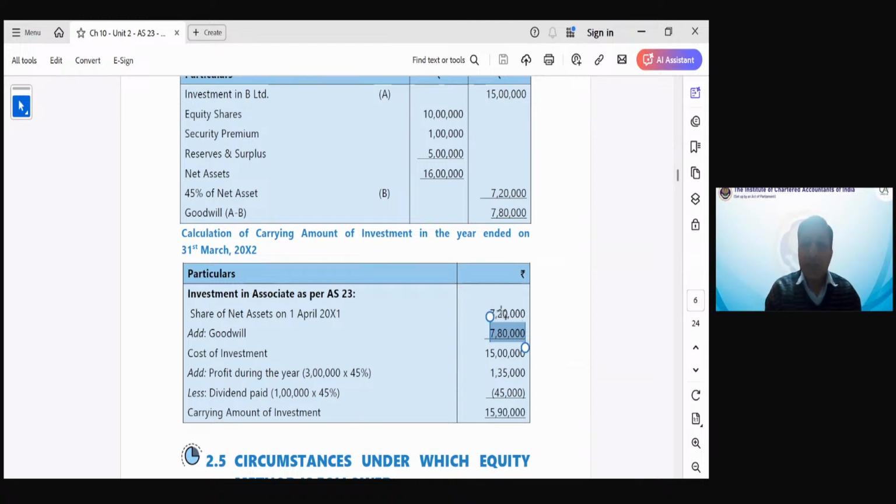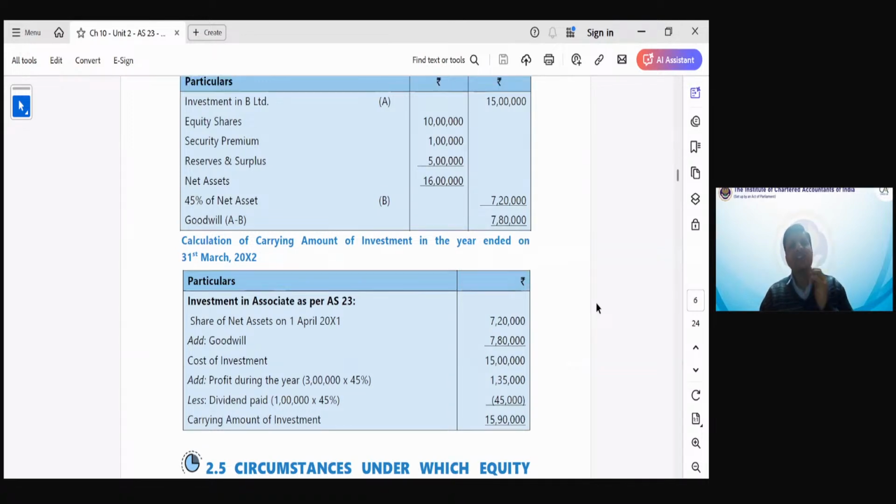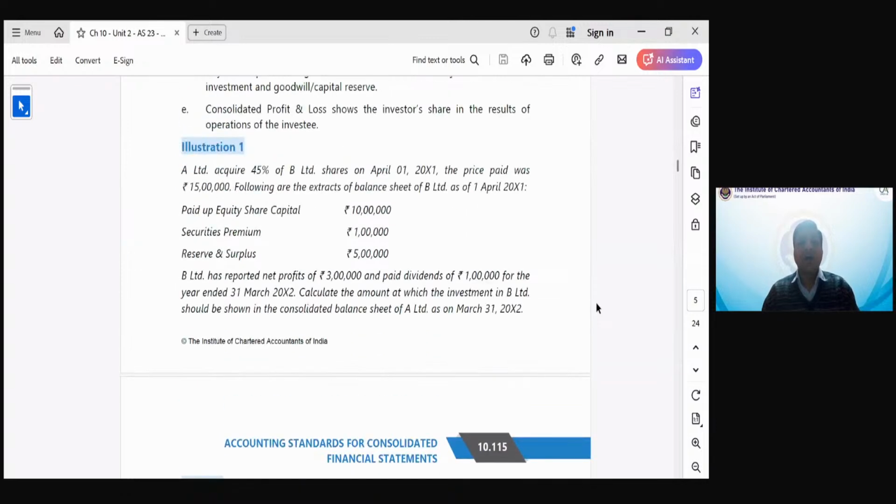One, proportionate share of net assets, and second, goodwill. Correct? Okay. Now this 15 lakh is there at the beginning of the year, right? To this 15 lakh, what do we need to add? Any change in the net assets which has taken place from the date of acquisition till the date of reporting. Yes or no? Now, do we have those amounts available or we need to calculate that? We have those amounts available. So what are those amounts?